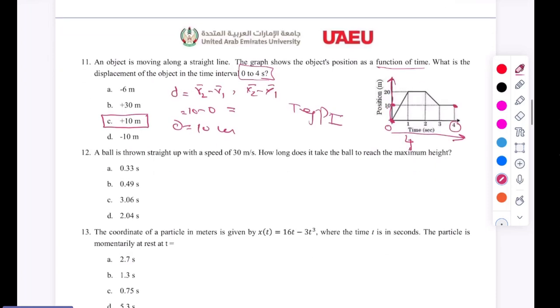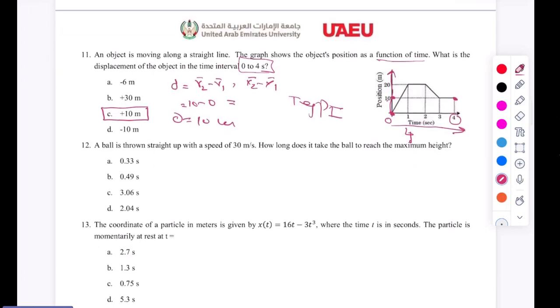Okay. Now a ball is thrown straight up with a given speed. How long does it take to reach the maximum height? Always remember, when it reaches the maximum height, its velocity goes to 0. Which velocity? This velocity is given and this velocity is given. So this is your initial velocity and this is your final velocity. And the object is falling under the action of gravity.